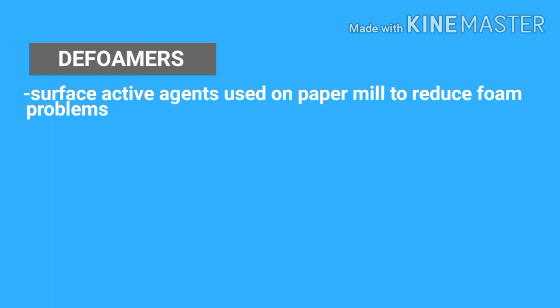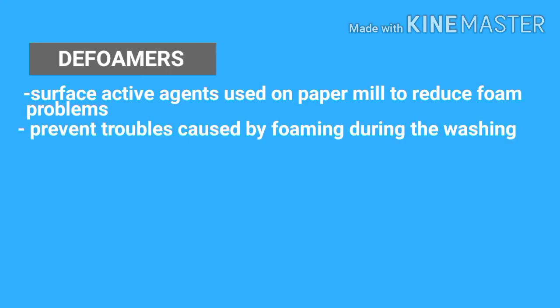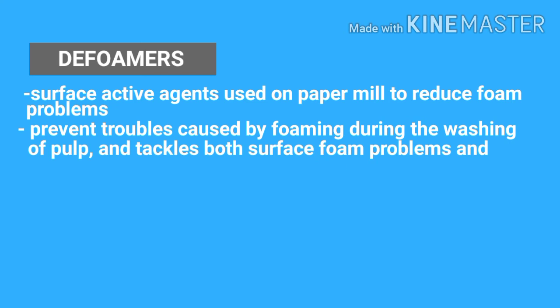Lastly, the defoamers. Defoamers are surface active agents used in paper mills to reduce foam problems. The large quantity of foam produced in the pulp and paper manufacturing process affects overall productivity and quality. So, defoamers are used to prevent troubles caused by foaming during the washing of pulp, and tackle both surface foam problems and entrained or trapped air.